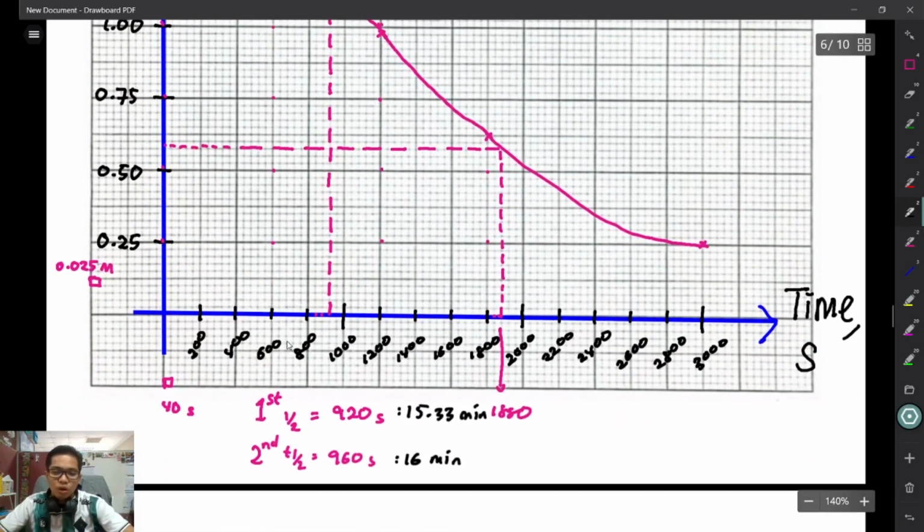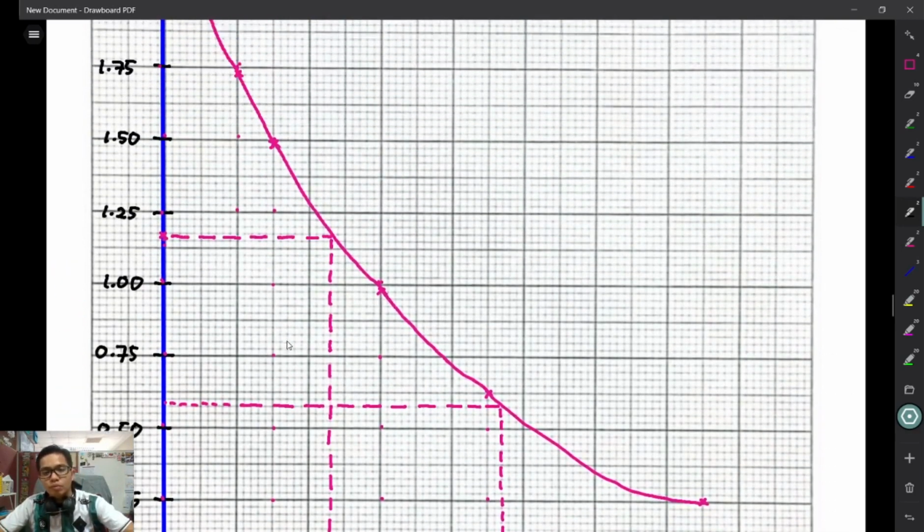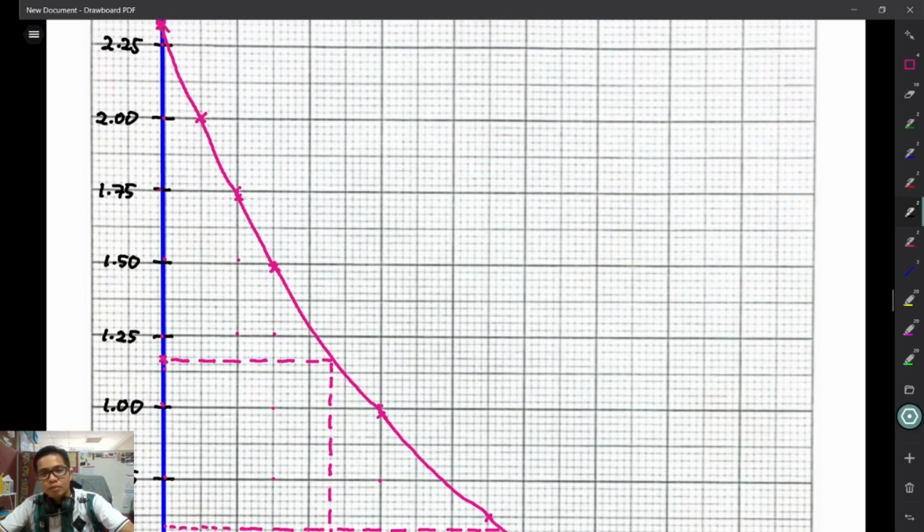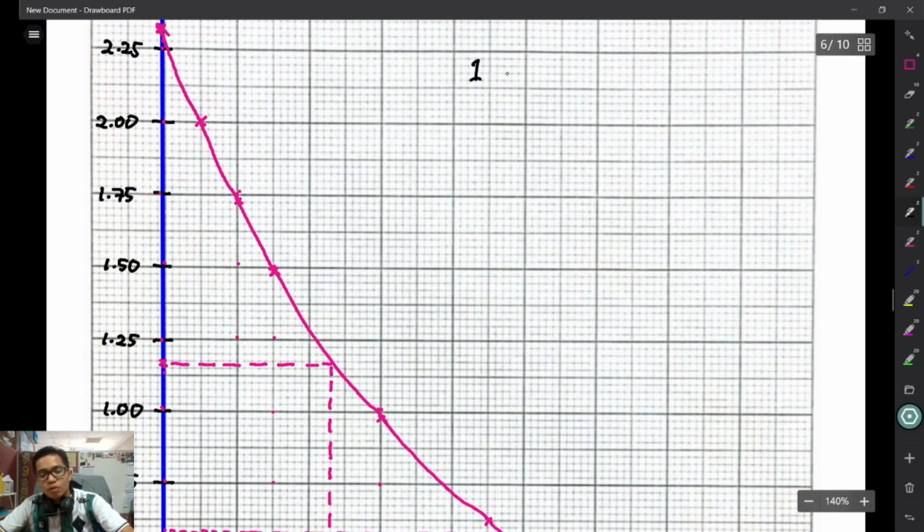Okay. So what we can conclude here, first half-life is equal to second half-life. Therefore, reaction is first order reaction.